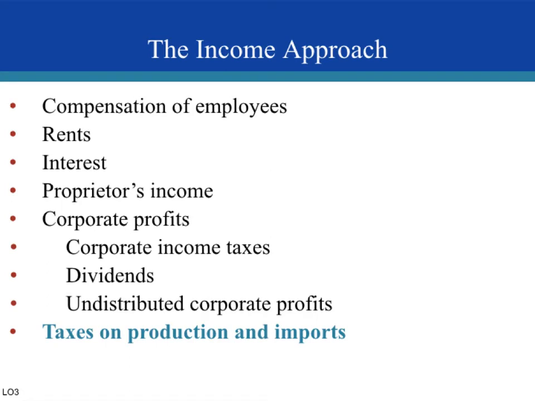So let's look a little at the income approach. We had some fancy words a couple slides back, so let's talk a little more about what they mean. The biggest category is compensation of employees. Basically, it's wages and salaries that businesses and government pay to their employees. This also includes wage and salary supplements, such as payments by employers into Social Security, and into a variety of pension, health, and welfare funds for workers.